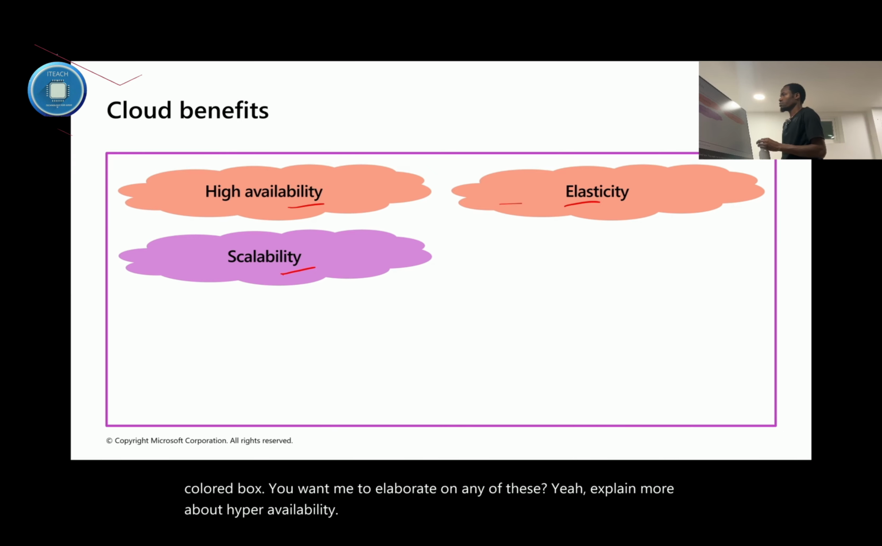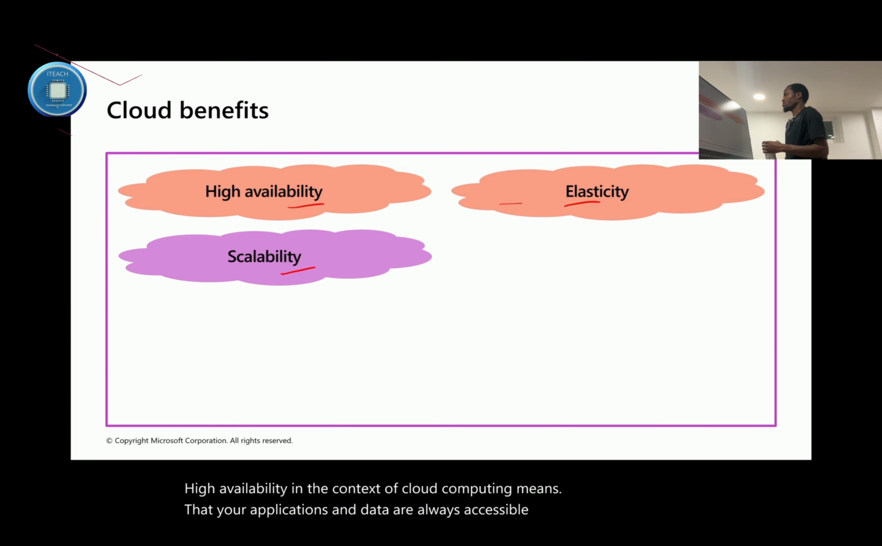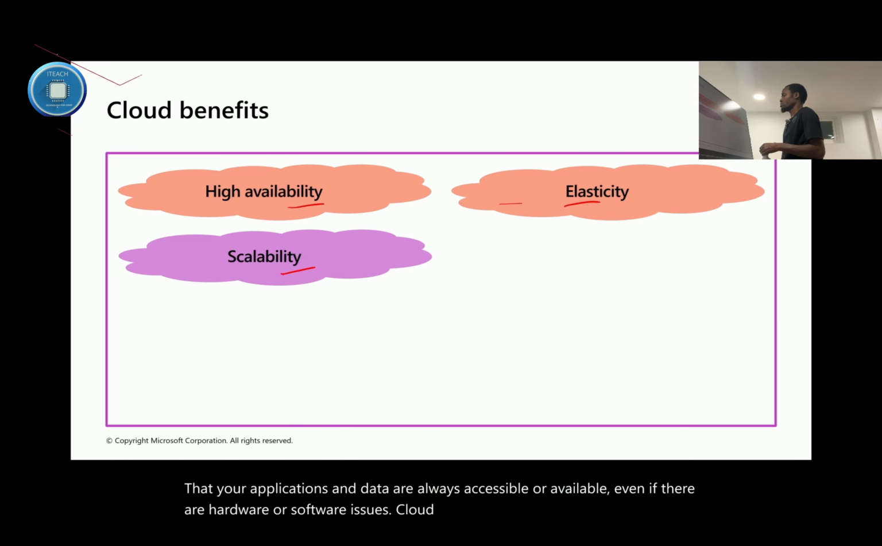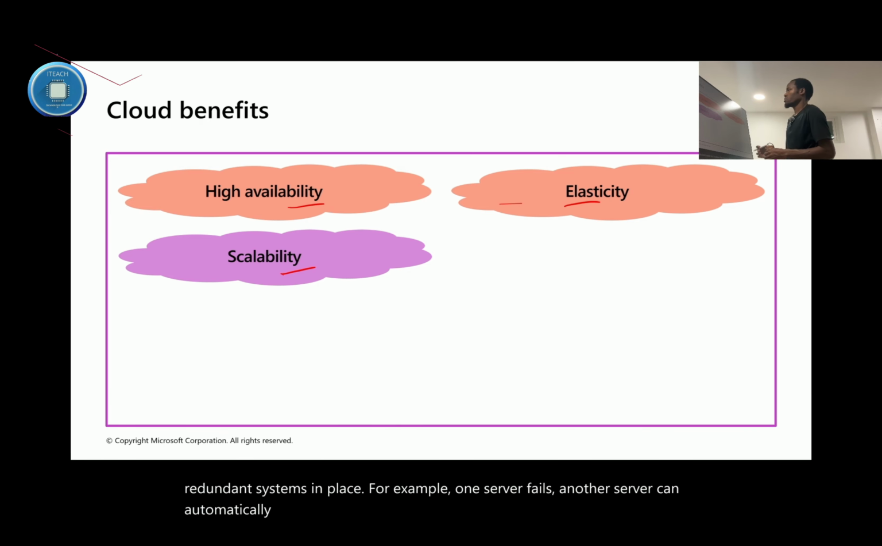High availability in the context of cloud computing means that your applications and data are always accessible or available, even if there are hardware or software issues. Cloud providers achieve this by having redundant systems in place. For example, if one server fails, another server can automatically take over so your application stays online. Is that clear enough, or would you like more detail?